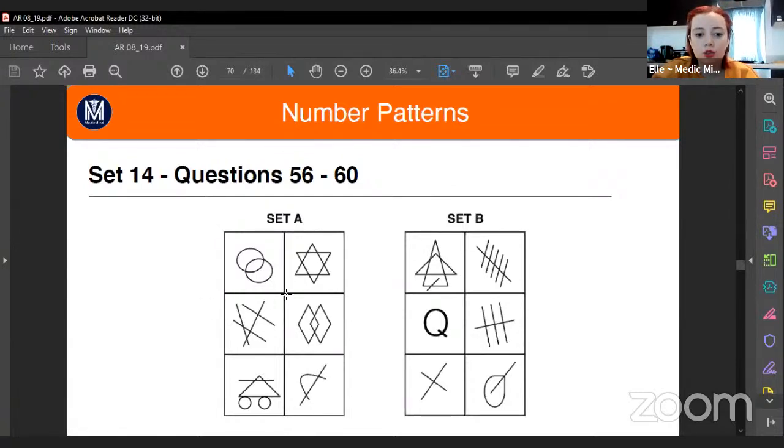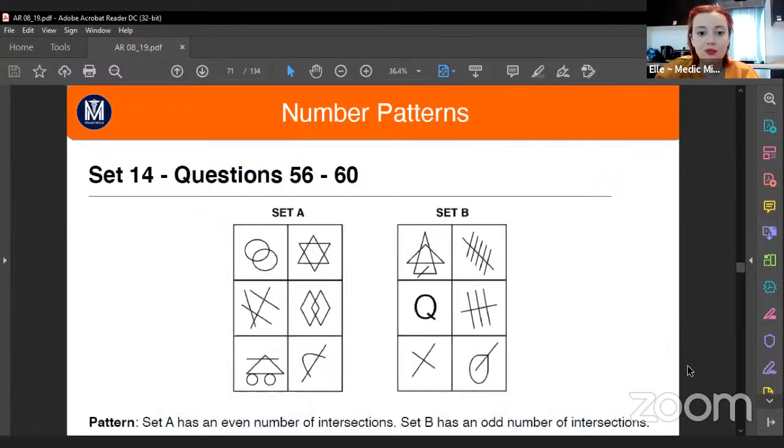So if we start looking through these, what you'll find is, so you've got 2 intersections in this first one. You've got 1, 2, 3, 4, 5, 6 intersections in the next one. 1, 2 intersections in the next one. So you're going through counting them. Compare that to set B. Got 1 intersection, 1 intersection, 1 intersection, 3 intersections. This is already sounding like odd versus even, which is exactly what many of you have said in the chat. So set A has an even number of intersections and set B has an odd number of intersections.